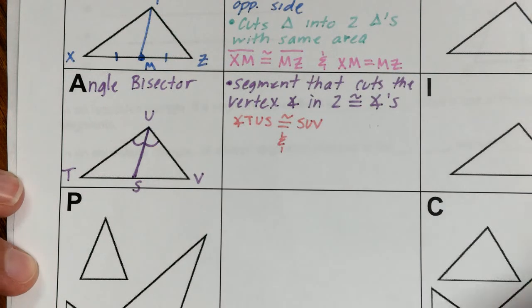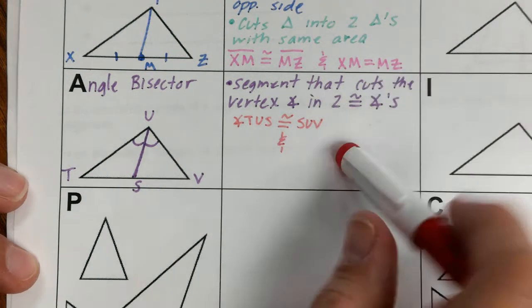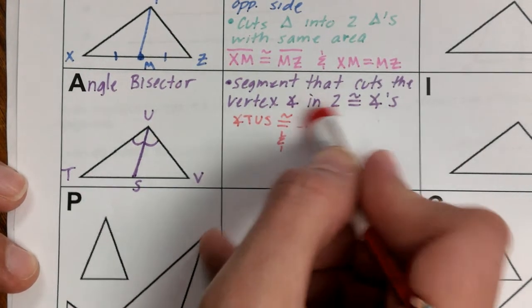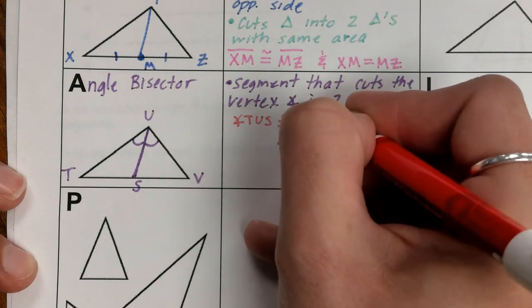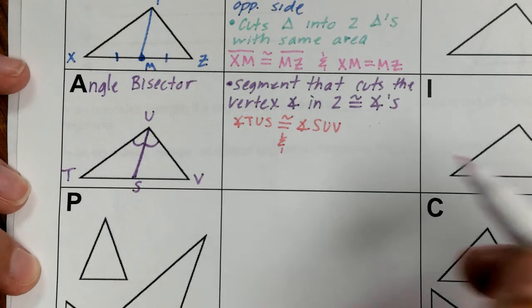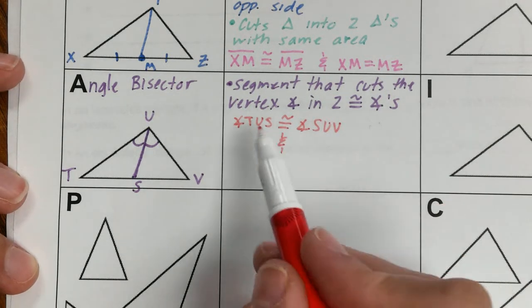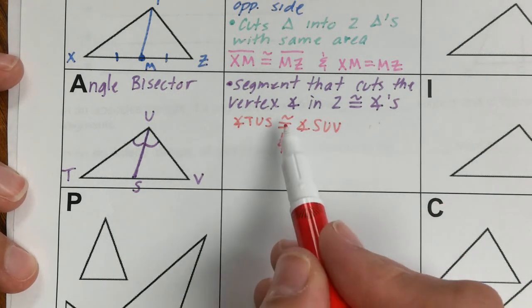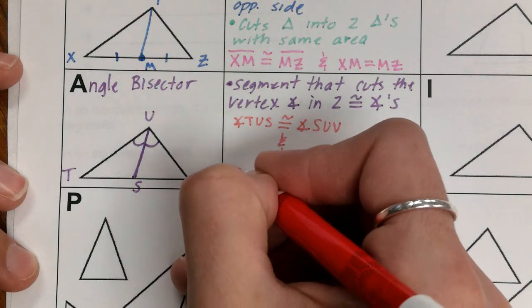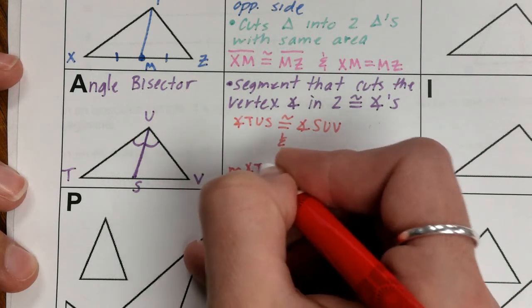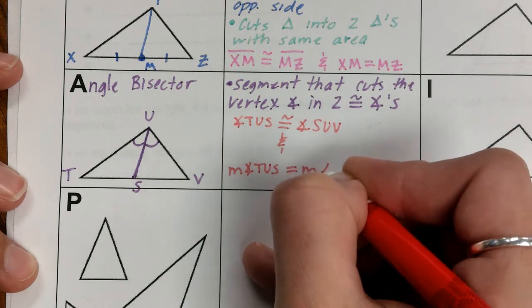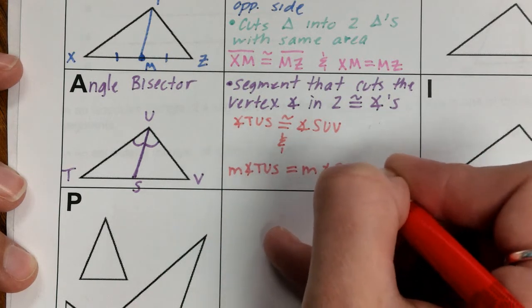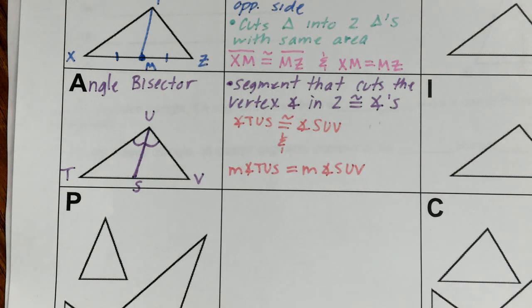And again, definition of congruency, and I forgot to put my little angle guy in here. I love these erasable colors. So based on the definition of congruency, if we have 2 congruent angles, then their measurements, so the measurement of angle TUS, their measurements will be equal. And there's your angle bisector.